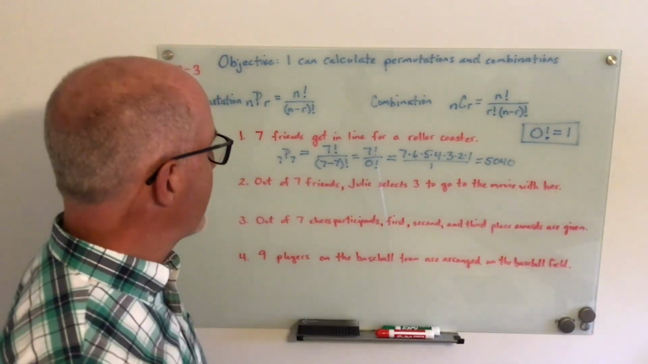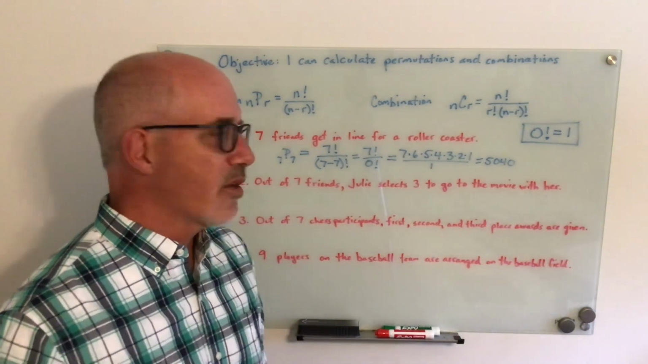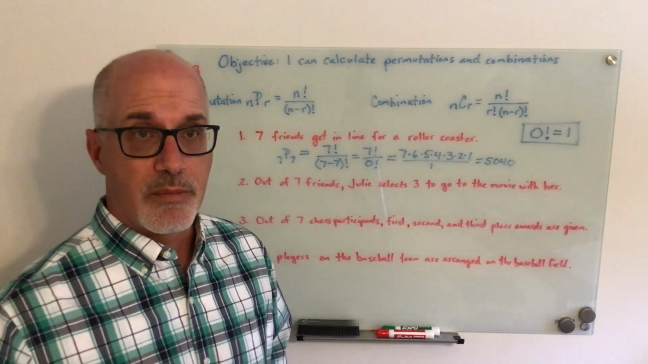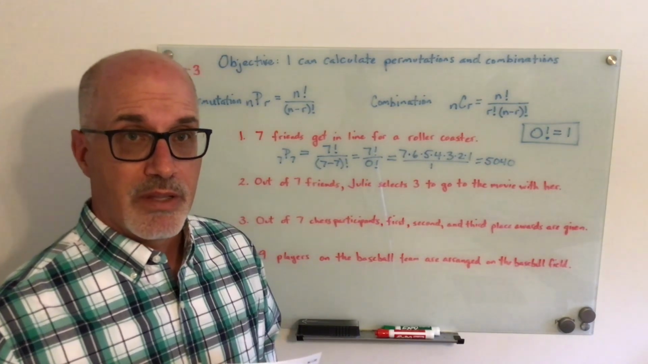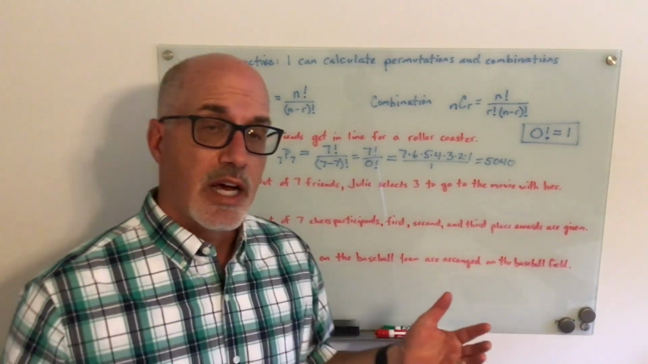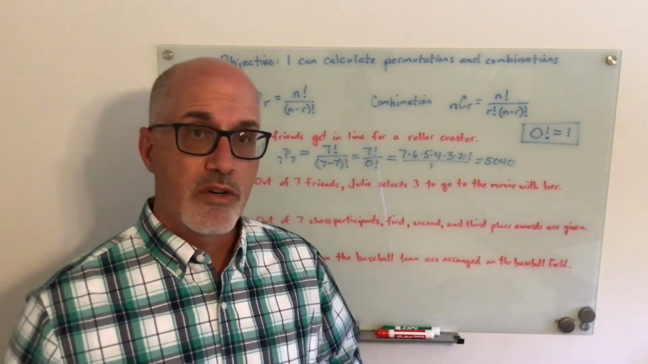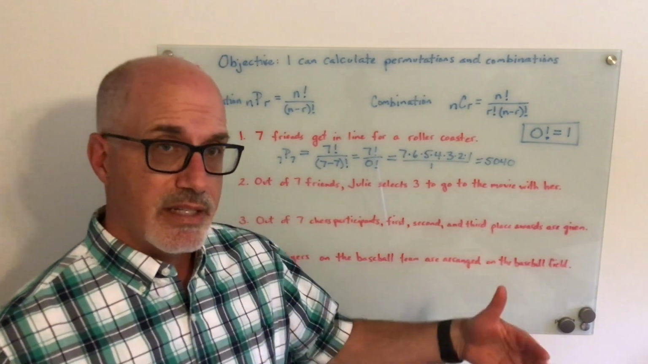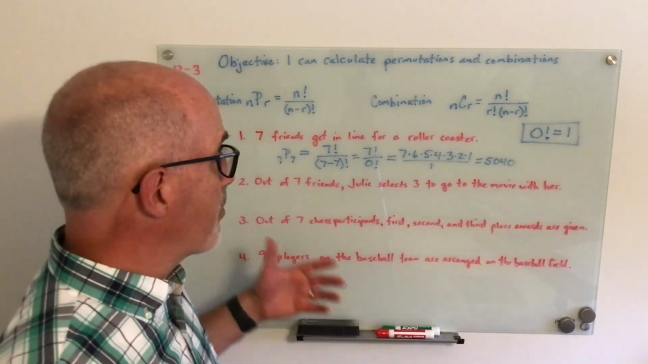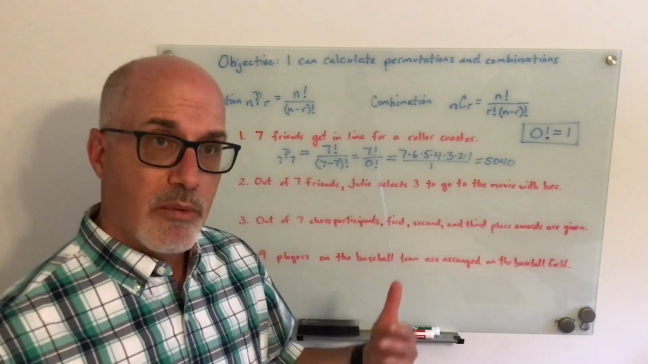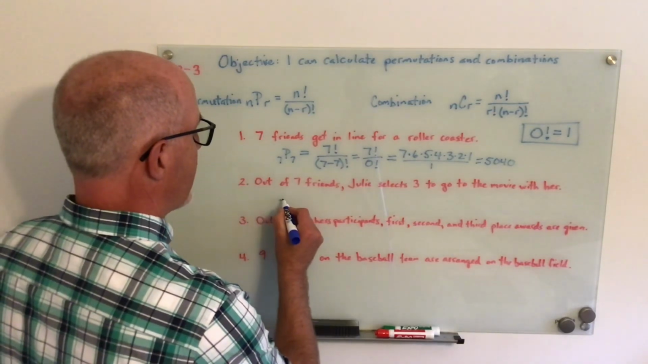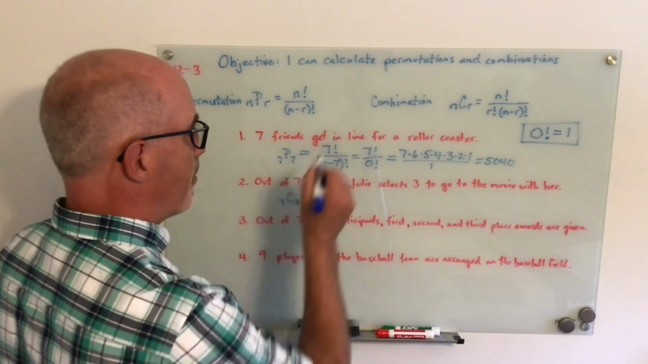Second example, out of 7 friends, Julie selects 3 to go to the movie with her. Pause the video, decide whether order matters, see if you can come up with a formula. Okay, let's try it. Because she's just selecting friends to go to a movie, we're going to say that order doesn't matter because they're all going to the movie. Now later, how they sit in the chairs might make a difference, but for this one, it's just selecting 3, how many different ways she could select 3 to go with her. So on this one, we're going to use 7 choose 3 for the combination.